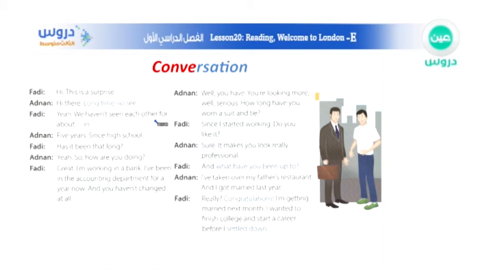Yeah, we haven't seen each other for about 5 years, since high school. Has it been that long? Yeah. So, how are you doing? Great. I'm working in a bank. I've been in the accounting department for a year now. And you haven't changed at all? Well, you have. You're looking more, well, serious. How long have you worn a suit and tie?